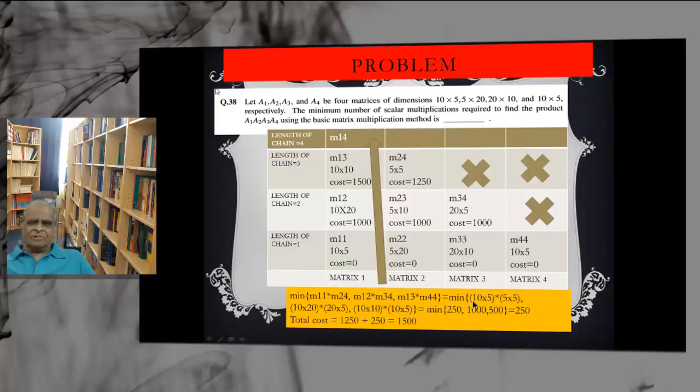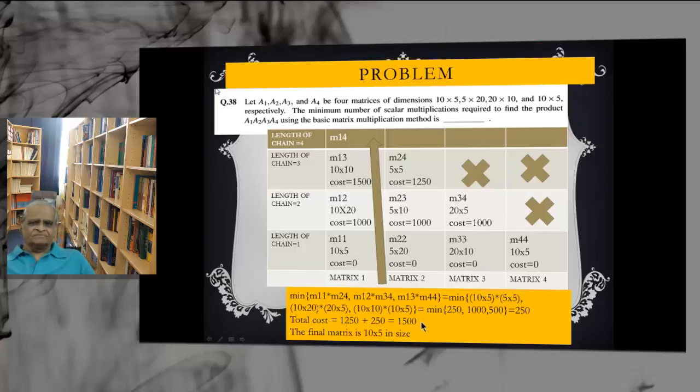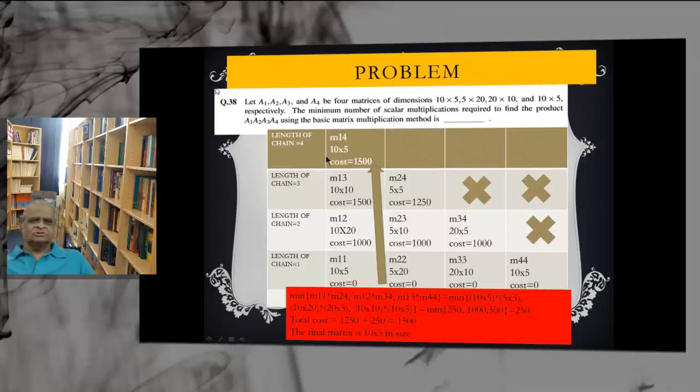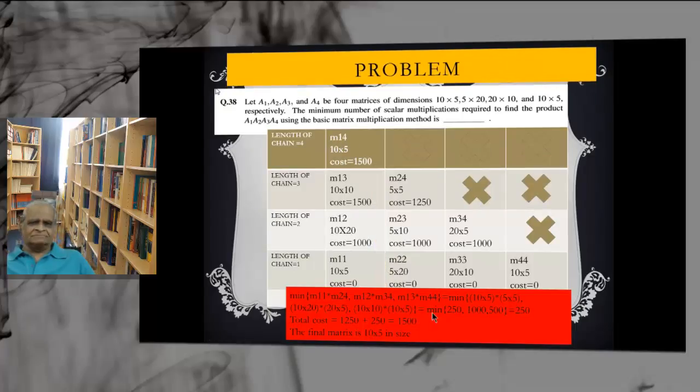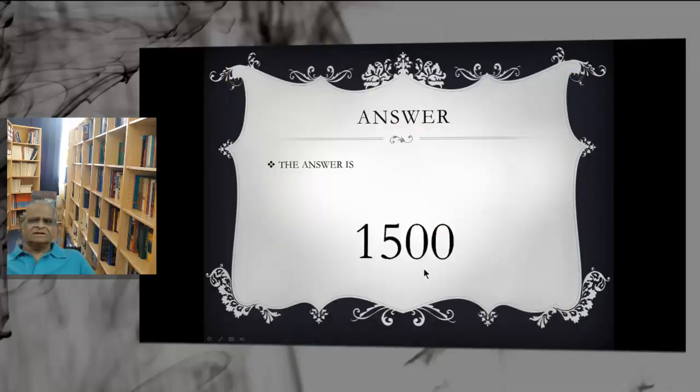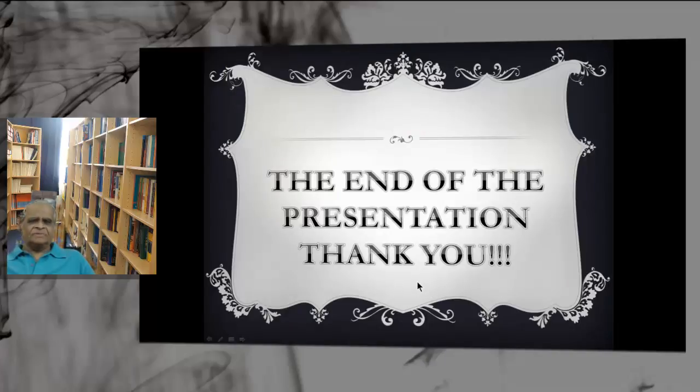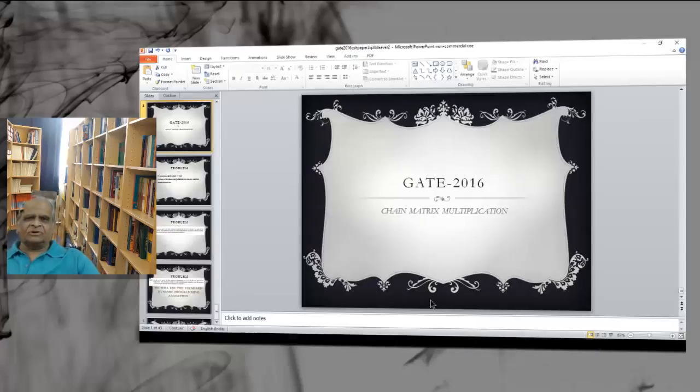That means the minimum of these: this one comes to 250, this one comes to 1000, this one comes to 500. Minimum is 250. Total cost is 1250 plus 250, which is 1500. The final matrix is 10 into 5 in size. This is going to be matrix M14, 10 into 5, with a cost of 1500. That is going to be the answer which we require. The answer is 1500. End of the presentation. Thank you very much for your kind attention.